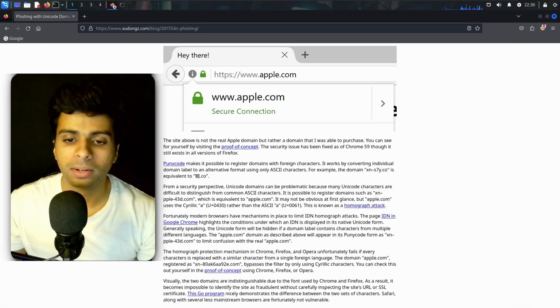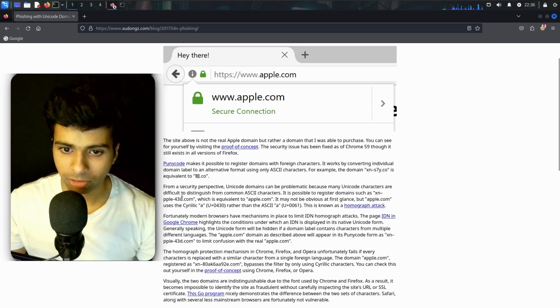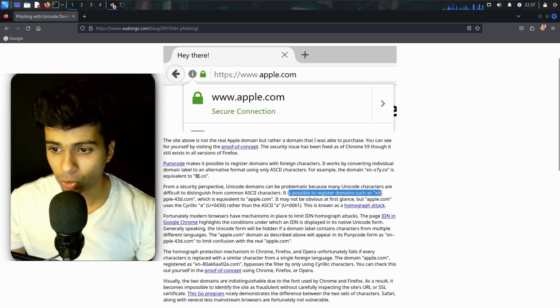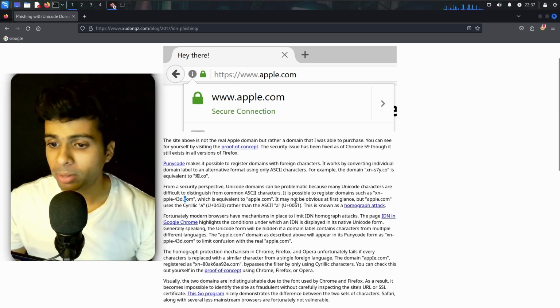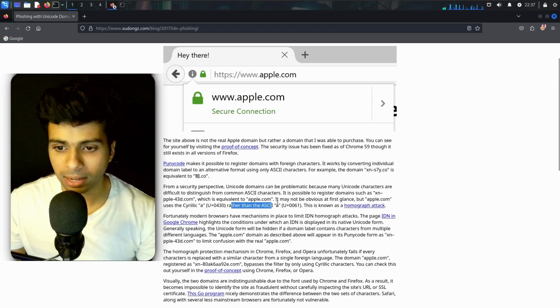Going back to the article, from a security perspective, Unicode domains can be problematic because many Unicode characters are difficult to distinguish from common ASCII characters. It is possible to register domains such as xn--80ak6aa92e.com, which is equivalent to apple.com. Now, it may not be obvious at first glance, but this apple.com uses the Cyrillic A rather than the ASCII A. And this is known as a homograph attack.